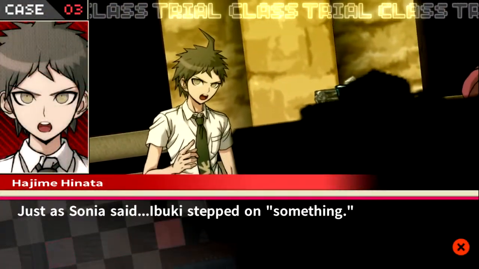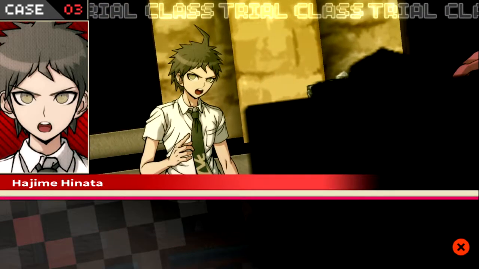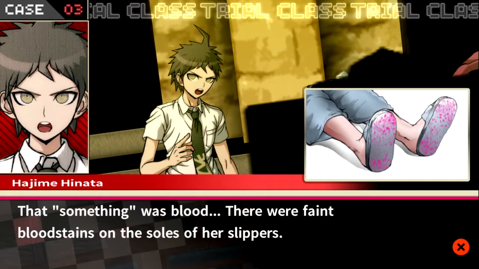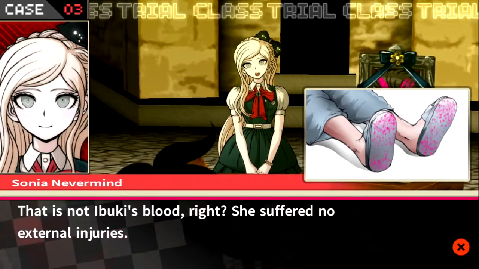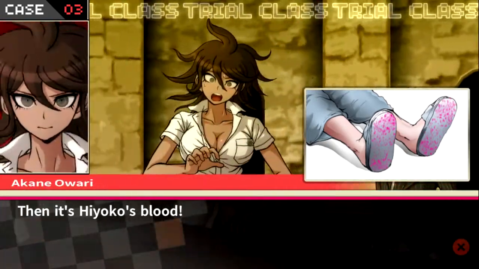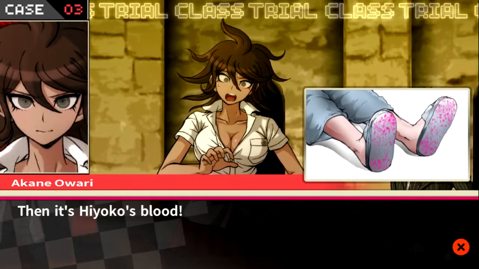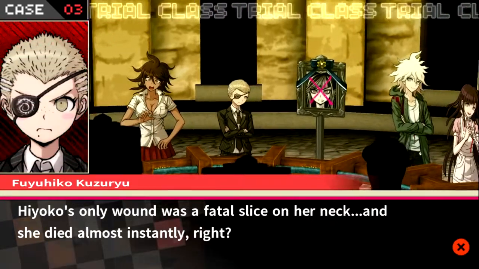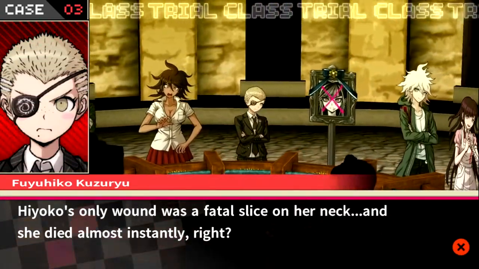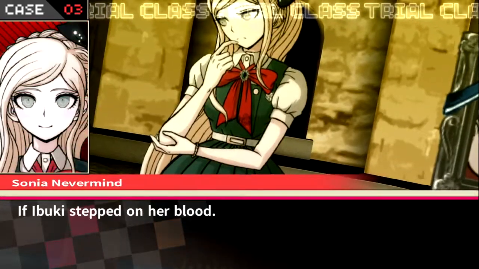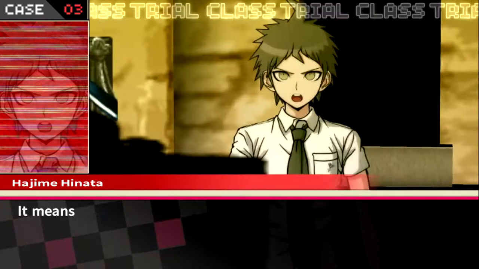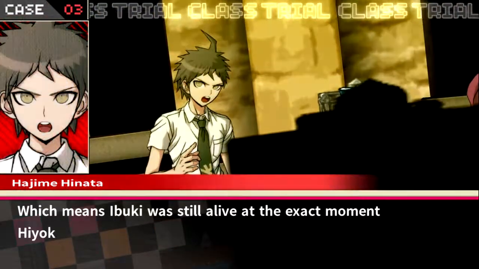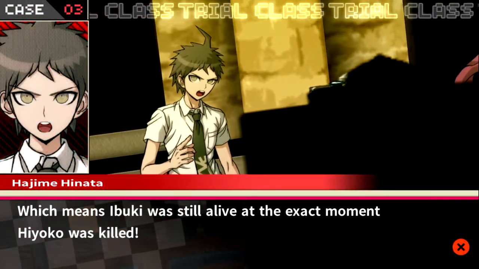Just as Sonia said, Ibuki stepped on something. That something was blood. There were faint blood stains on the soles of her slippers. That is not Ibuki's blood, right? She suffered no external injuries. Then it's Hiyoko's blood! Hiyoko's only wound was a fatal slice on her neck. And she died almost instantly, right? If Ibuki stepped on her blood, it means Ibuki was still standing when Hiyoko was mortally wounded. Which means Ibuki was still alive at the exact moment Hiyoko was killed.